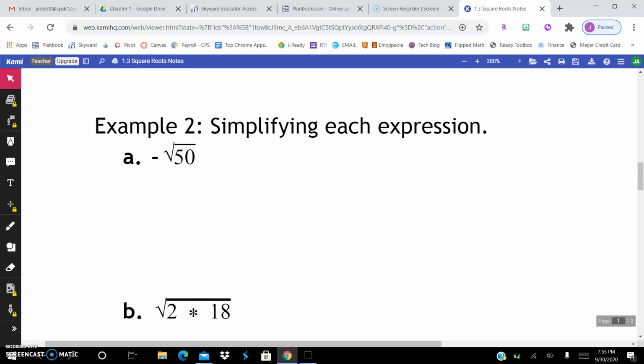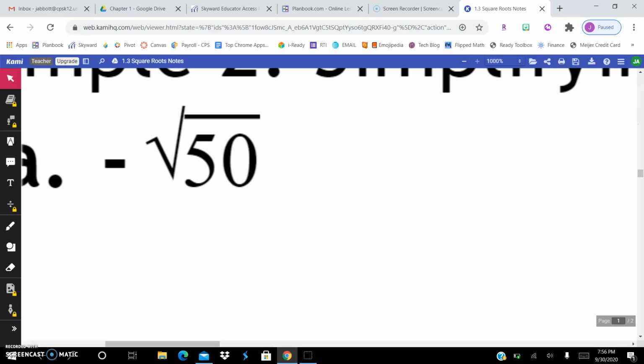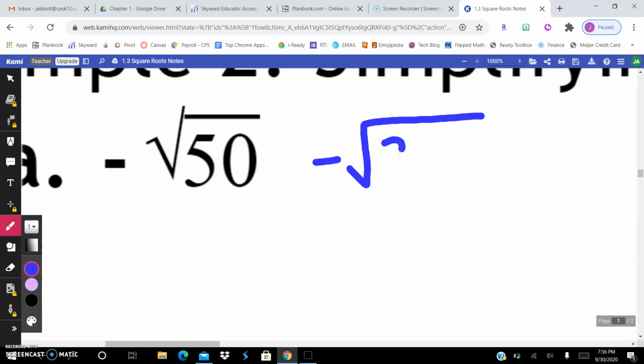Example 2 says to simplify each expression. So when you're told to simplify a radical, a number under a radical symbol, you are going to think about that list of numbers I told you to write down from before and try to find the largest number that will go into 50. So the largest number on that list that goes into 50 would be 25. So I can break this up. It's going to be negative square root of 25 times 2. This 25 times 2 would give you the 50 under the radical symbol.